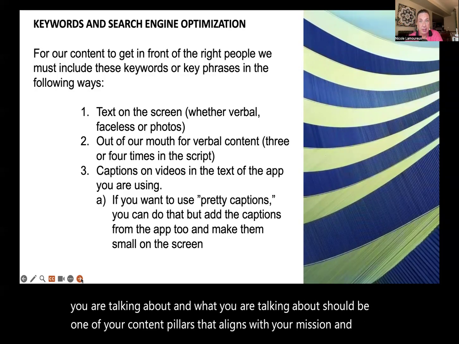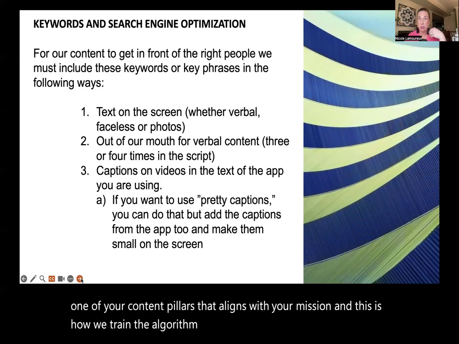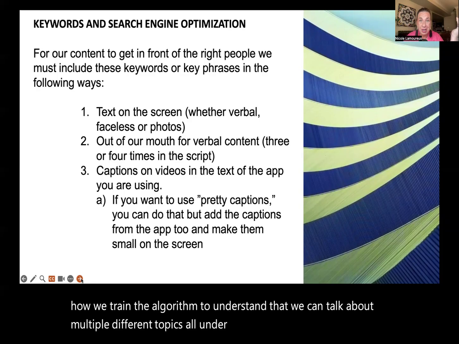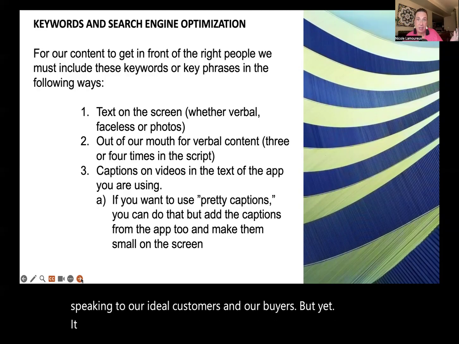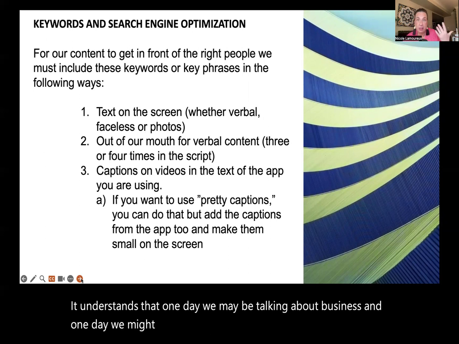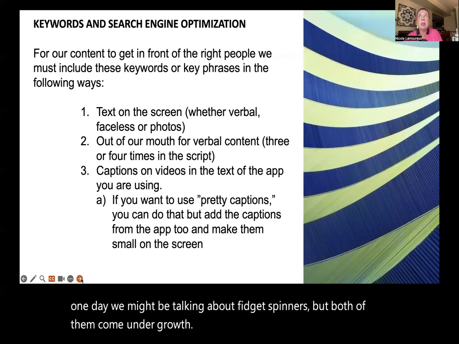And this is how we train the algorithm to understand that we can talk about multiple different topics, all under the roof of our niche house, all speaking to our ideal customers and our buyers, but yet it understands that one day we might be talking about business and one day we might be talking about fidget spinners, but both of them come under growth for us.